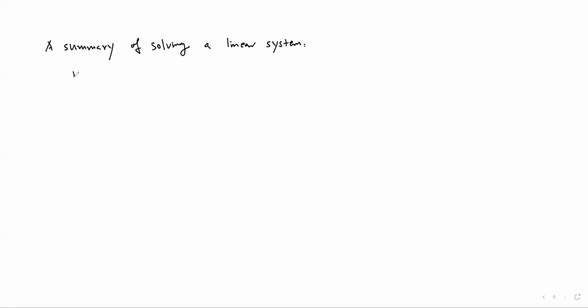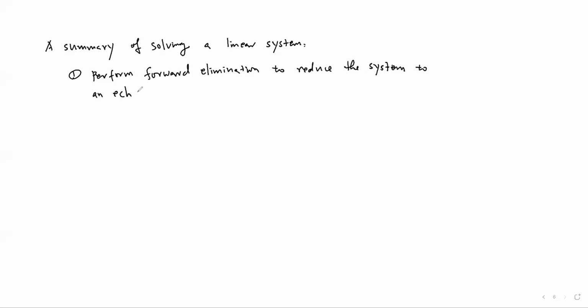Step 1, perform forward elimination to reduce the linear system to an echelon form. Okay, now we have two cases.